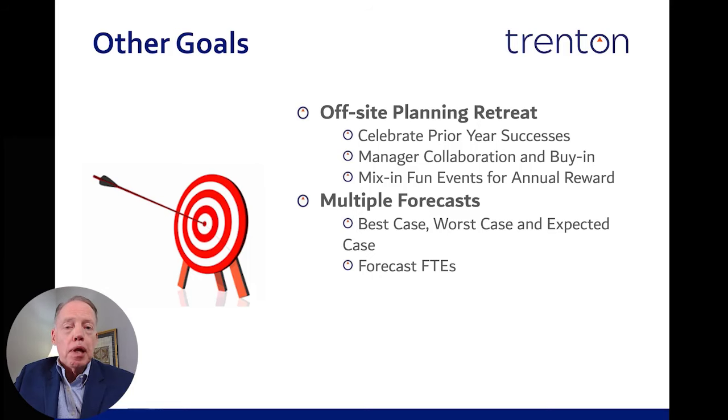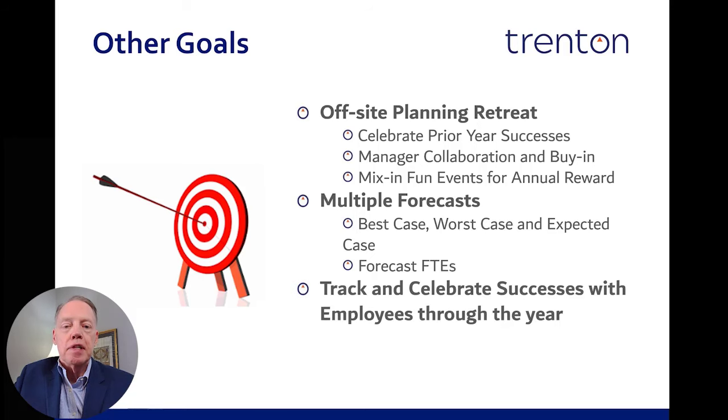I also recommend people have multiple forecasts: a best case, a worst case, and an expected case scenario. Why do we do that? Well, we never know when we're going to have a financial downturn, something in the economy that would affect our business in a positive or negative way. So when we do our forecast, if we have a best case, worst case, and expected case scenario, we'll have a fallback plan, in the case of a pandemic or any other crisis in the economy, that will have an alternate goal. And as I mentioned, in this, we want to forecast FTEs as well.